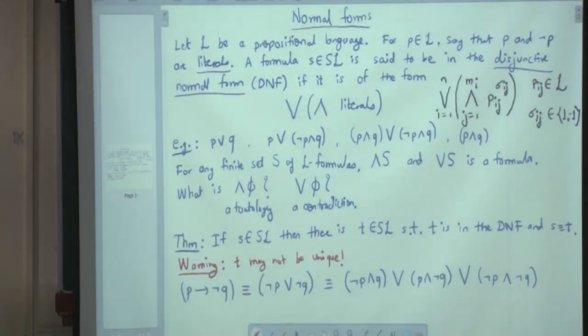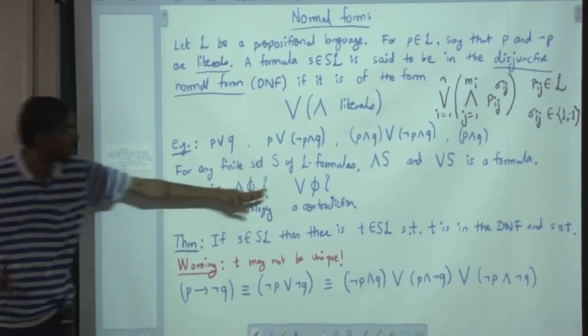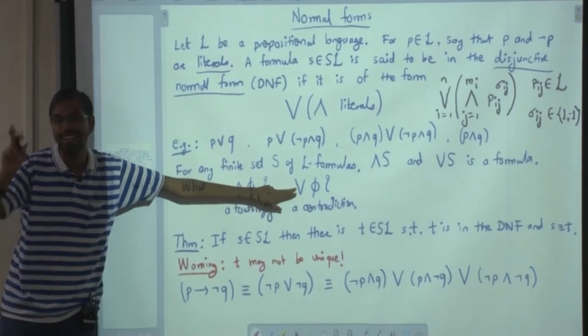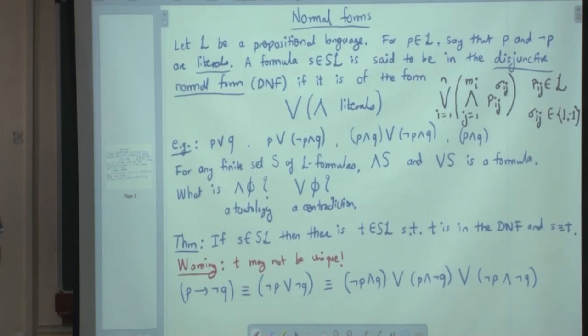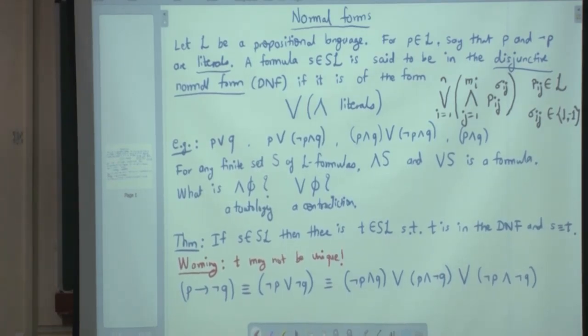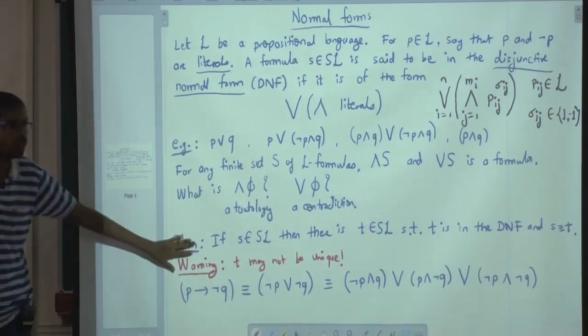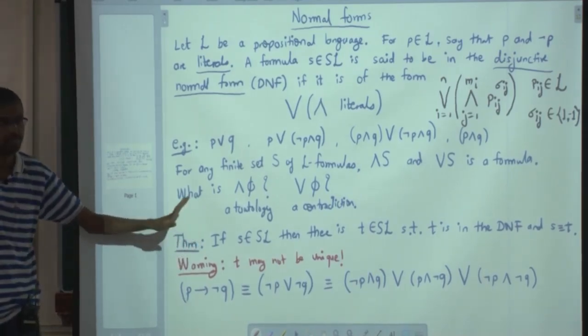Now what will happen if I start with a tautology? All atoms, we take the disjunction of all the atoms. And what if I start with a contradiction? No atoms. So in that case, it is the disjunction of the empty set. Phi is not this symbol; this is the empty set, Norwegian symbol. Okay, so that's the proof of the theorem. I'm not writing it. Homework.